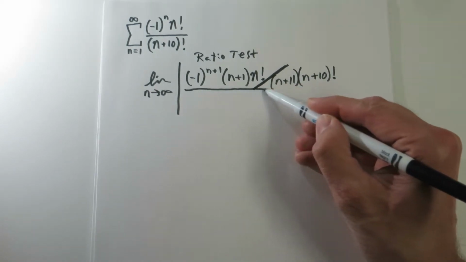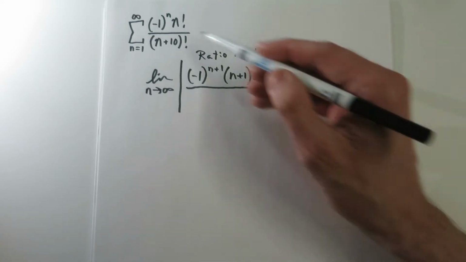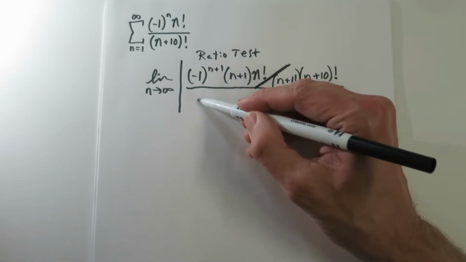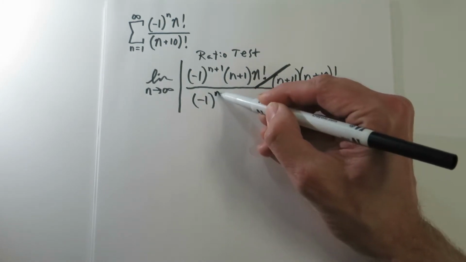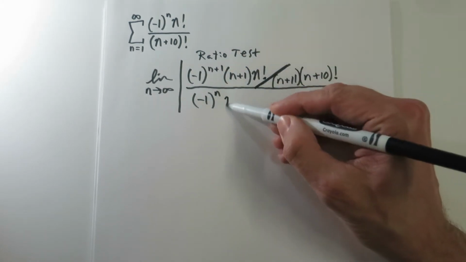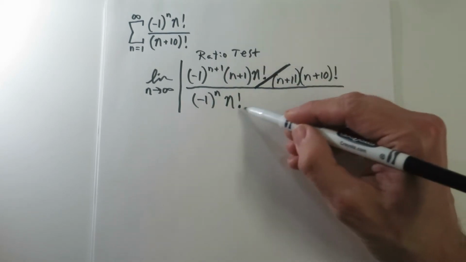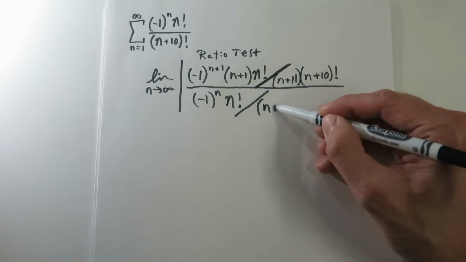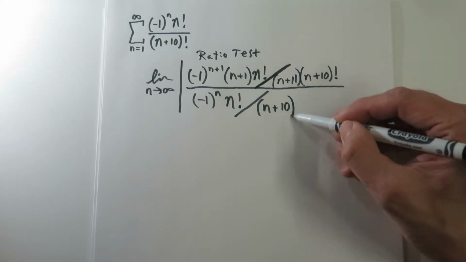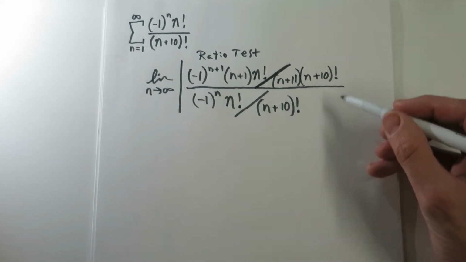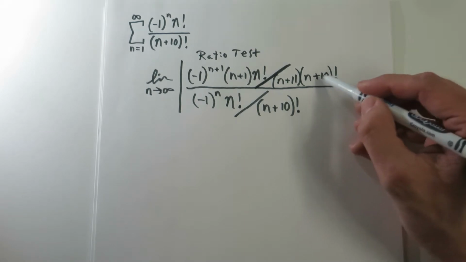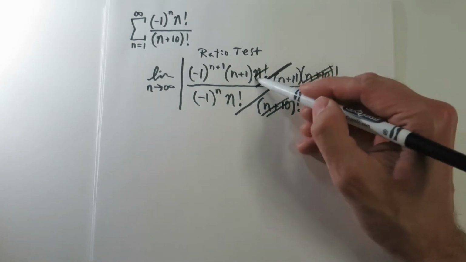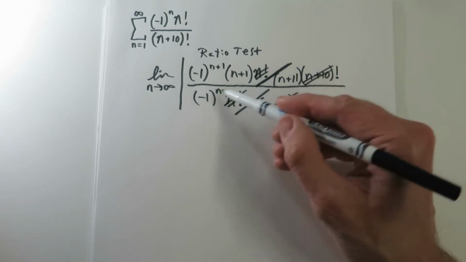So then we're going to have a denominator that's just going to be this. So we have negative 1 to the nth power n factorial, all of that over n plus 10 factorial. Well, right off the bat, we see that our n plus 10 factorials in the denominators, those are going to cancel out. Our n factorial terms, those are going to cancel out.